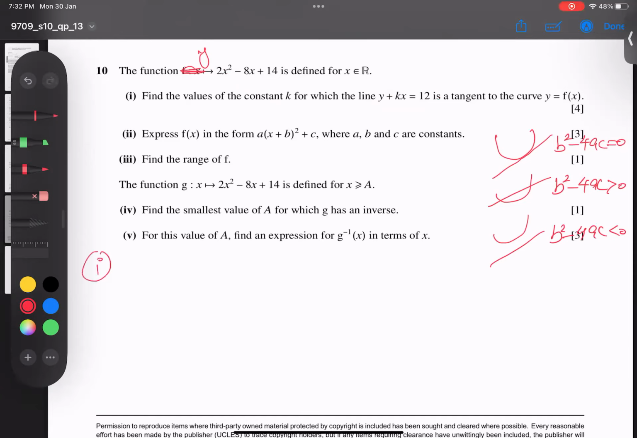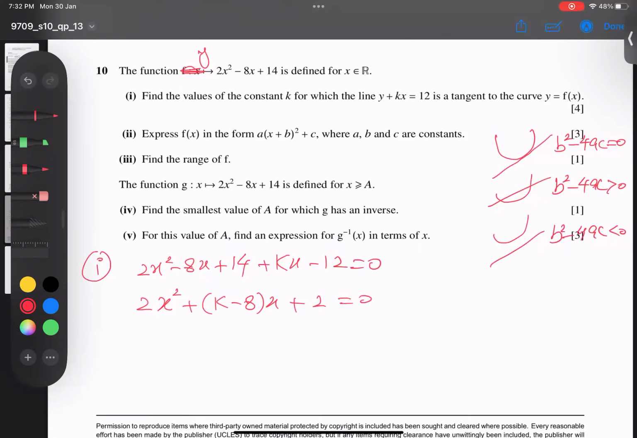Part number 1. So 2x squared minus 8x plus 14, this y value I'm going to plug in here, and this plus kx will come as it is. And minus 12 I bring to the left side. Now reorder. How many x squared? 2. How many single x? I take common out, I got k minus 8 and x. Here and here make a constant, plus 2. I hope up till here, nothing hard.